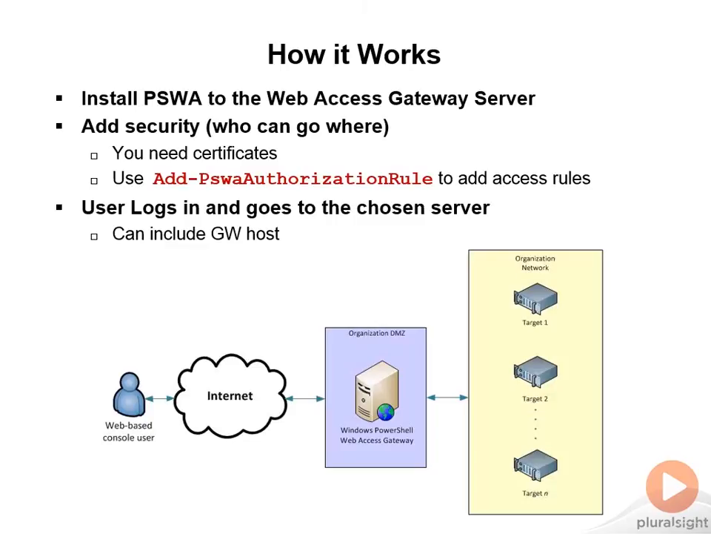So in this diagram, what I see is a web-based console user. That could be someone sitting on an iPad in Wembley Stadium. That could be you sitting at your IT pro's desk in your office, basically going possibly through the internet or your intranet, through your organizational DMZ, to the PowerShell Web Access gateway machine. Now, you basically do an HTTPS link to this host, and you get up a little screen, which then allows you to see PowerShell running on any of the targets.